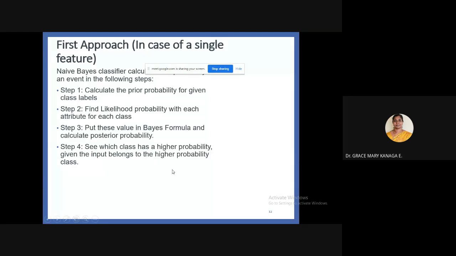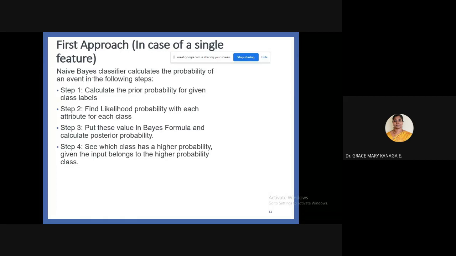Now we'll see how to calculate this using a single attribute. Sometimes we want to consider more than one attribute. Okay. So first we'll see a simple case, that is, in case of a single feature.